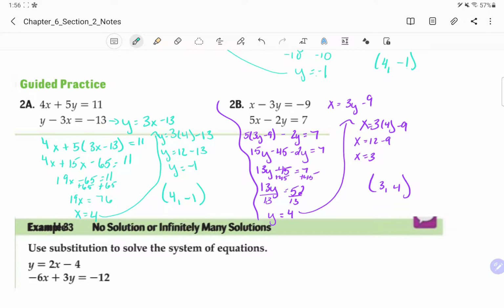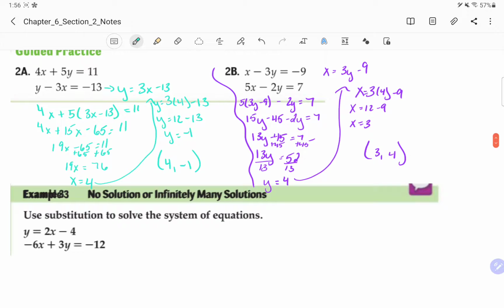Alright, so for 2a, I solved here for y. So I added 3x to both sides, and that left me with y is equal to 3x minus 13. So the 3x minus 13 went in for y, and that left me with 4x plus 5 times the quantity of 3x minus 13 equals 11. You distribute your 5, combine your x's, and you'll get 19x minus 65 is equal to 11. Add your 65, and then divide by 19, and you should get x is 4.